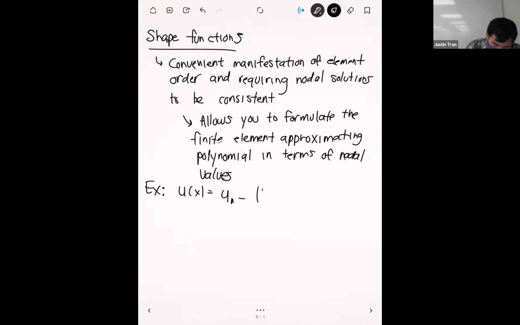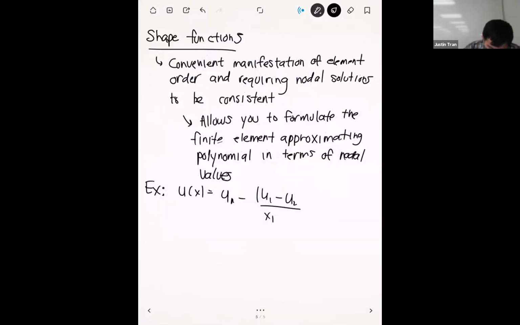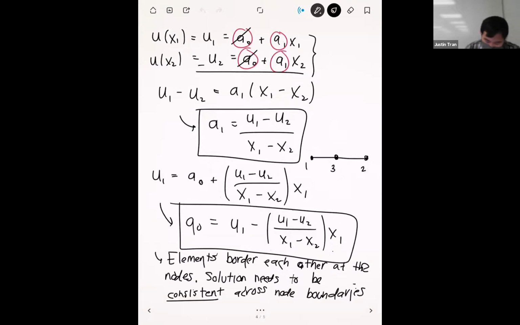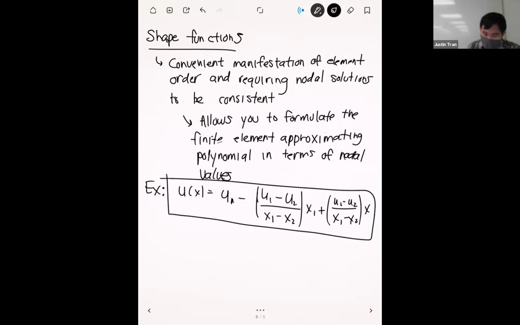minus U1 minus U2 divided by, I think X1 minus X2, right? And X1 minus X2 times x1 times x. Oh, no, sorry. Minus x1. So that's a0 plus a1. A1 is u1 minus u2 divided by x1 minus x2. Okay. And so that's one way that we can formulate this finite element approximating function. Okay.